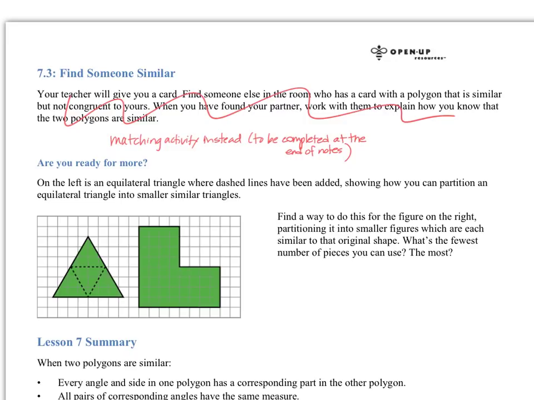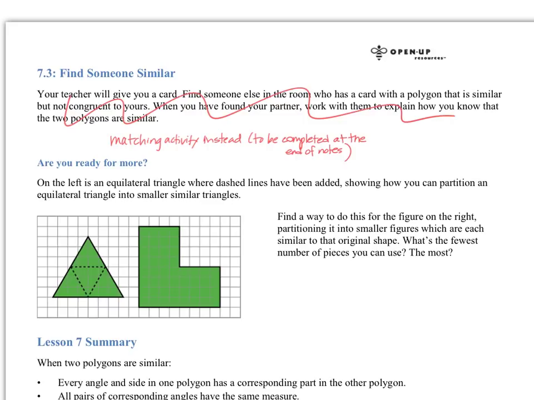For the Are You Ready for More? On the left is an equilateral triangle where dashed lines have been added showing how you can partition or separate the equilateral triangle into similar triangles, similar because the sides are proportional and the angles are the same. Find a way to do this for the figure on the right, partitioning it into smaller pieces, which are each similar to the original shape. What's the fewest number of pieces you can use, and what's the most?